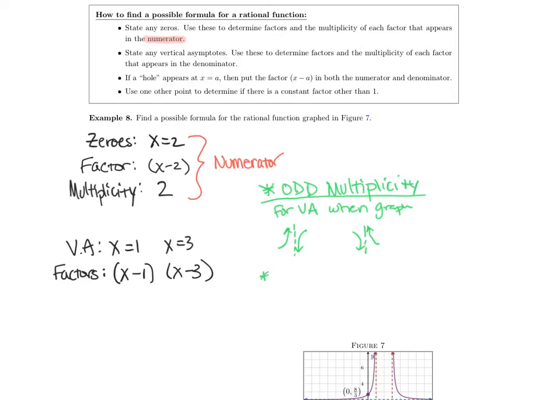Now for an even multiplicity, there's so many I's in that word. For a vertical asymptote, when you're looking at a graph, that's going to look more like the graph of 1 over x squared, where both of our ends were going in the same direction. So if this is my asymptote, both of my arrows might be going up, or both of my arrows might be going down. So we have to look around each of the asymptotes to determine these specific functions.